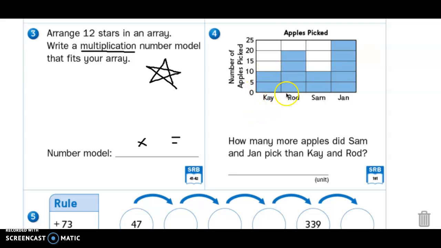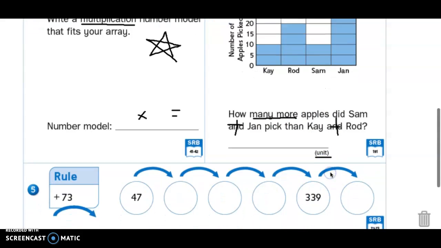And I know we're talking about Kay, Rod, Sam, and Jan. How many more apples did Sam and Jan pick than Kay and Rod? So it looks like for Sam and Jan, you have to add theirs, and then add Kay and Rod. But how many more is like saying, what's the difference? And then make sure you put your label.